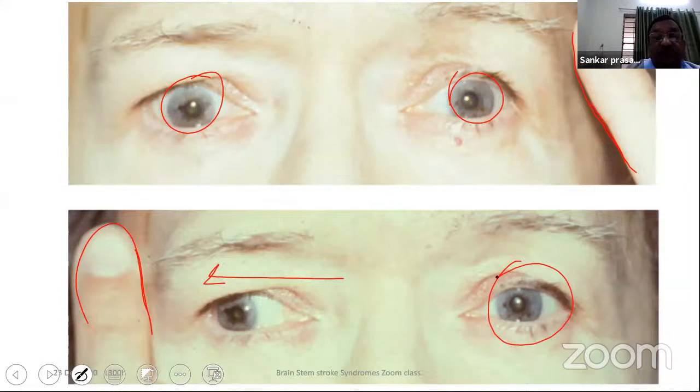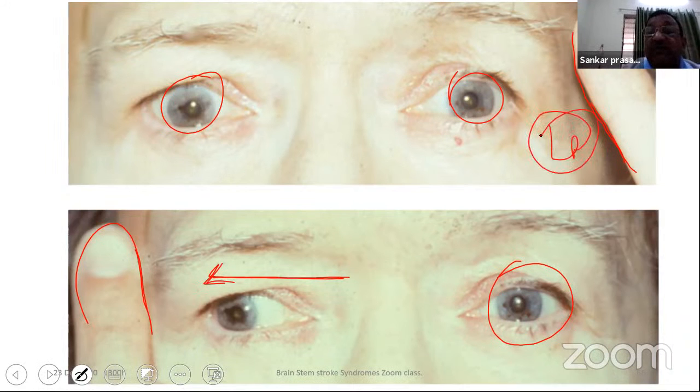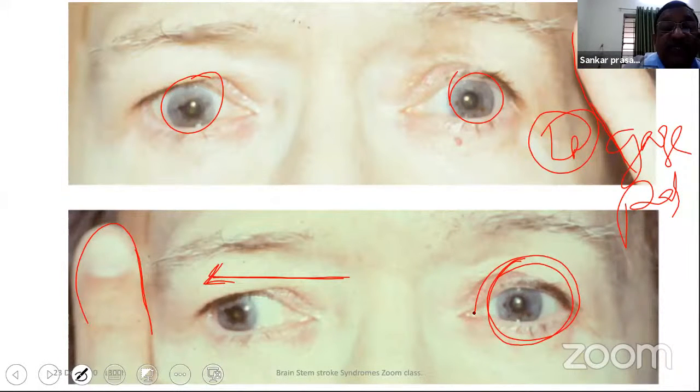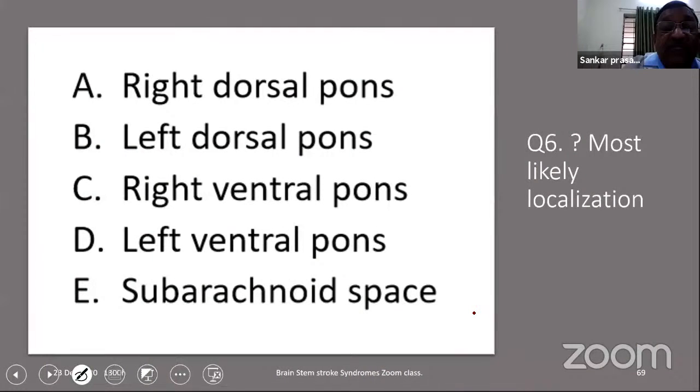So out of the possible four movements, there is only one movement that is possible. This is called left gaze palsy. Now what is gaze palsy, now understood? So here you can see that when he is asked to look at the left, both the eyes are not moving at all. When he is asked to look to the right, only the right eye is moving, the left eye is not moving at all, and this is called left gaze palsy. The coordinated movements between the two eyes mediated through the medial longitudinal fasciculus is affected.